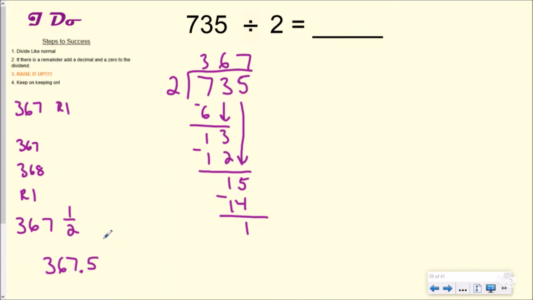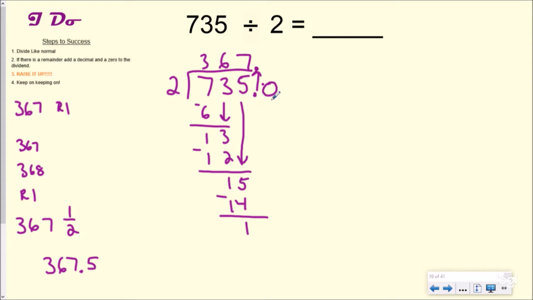If I don't know that, though, or if I have something that's not an easy fraction like this, the step was, if there's a remainder, you need to add a decimal and a 0 to the dividend. So when you're dividing decimals, you shouldn't have a remainder. You're going to keep going until you don't have one. So I'm going to add a decimal and a 0 to my dividend, right? And then I'm going to raise it to the roof. So this is where my decimal is going to be. And then I'm just going to keep on keeping on. I'm going to keep dividing like normal.